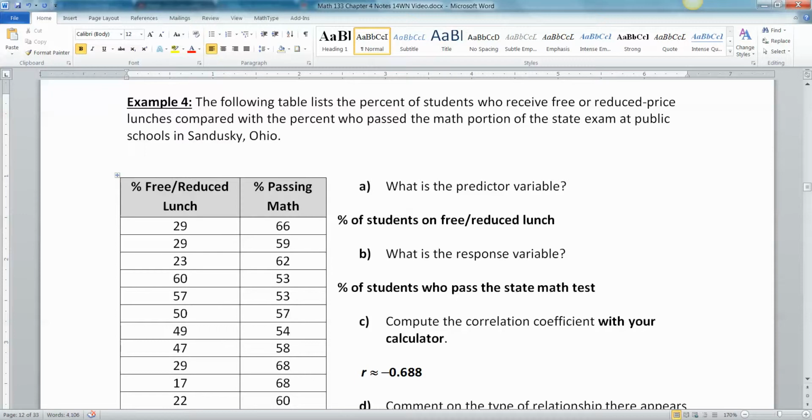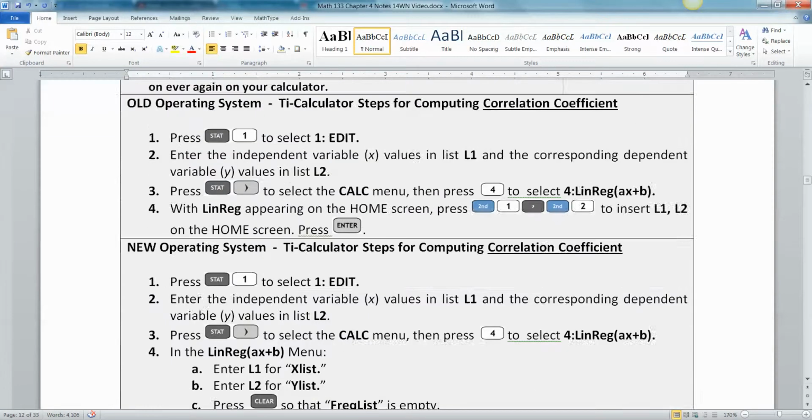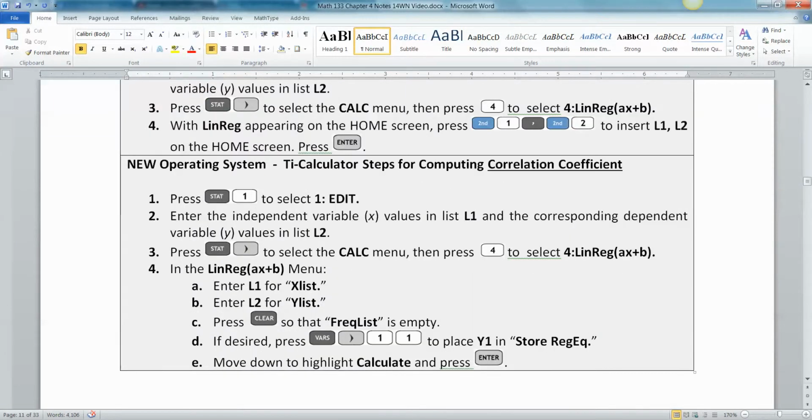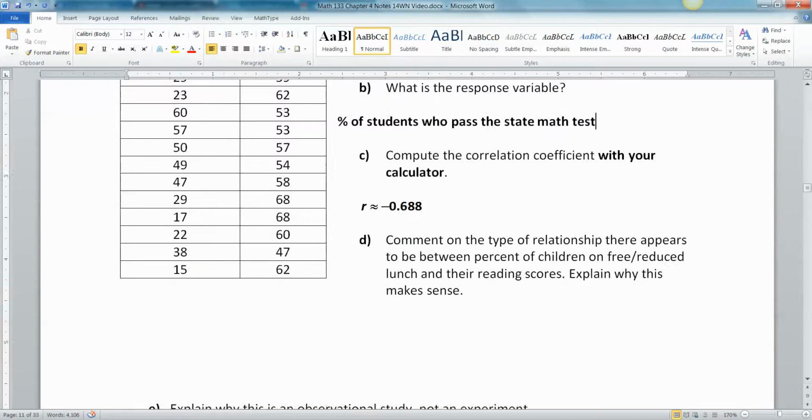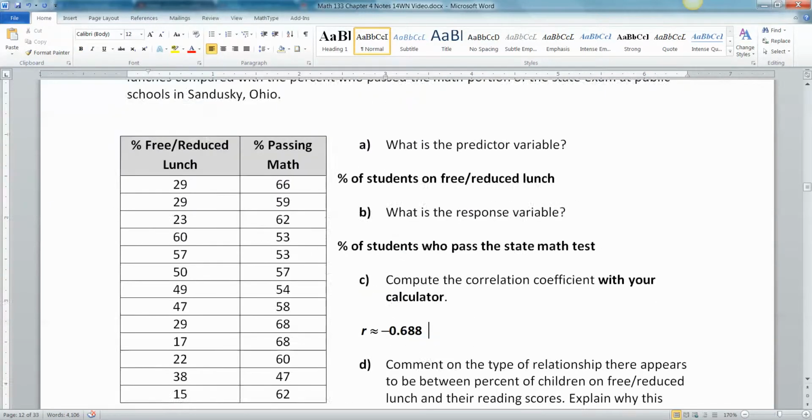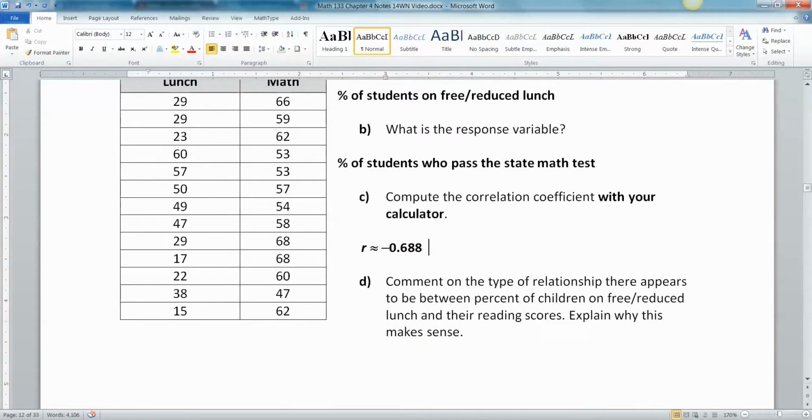All right, now the correlation coefficient, again, the instructions are right here. You'll have to turn diagnostic on, and then follow that video. It's very simple, and it shows you how to do it. All right, so now what kind of relationship is this? This is your R value of -0.688. What kind of relationship does that say to us?